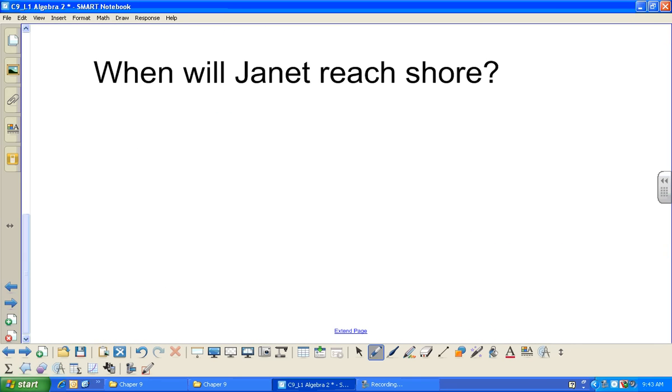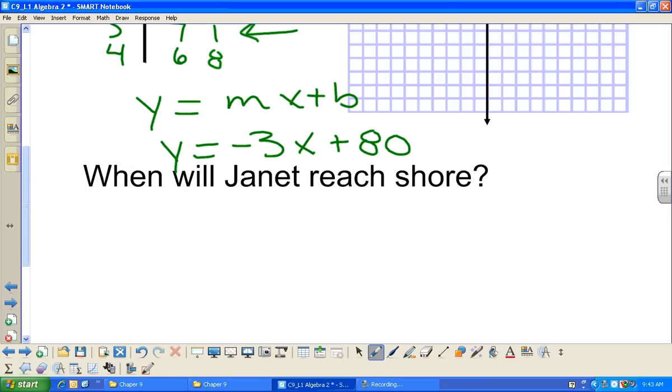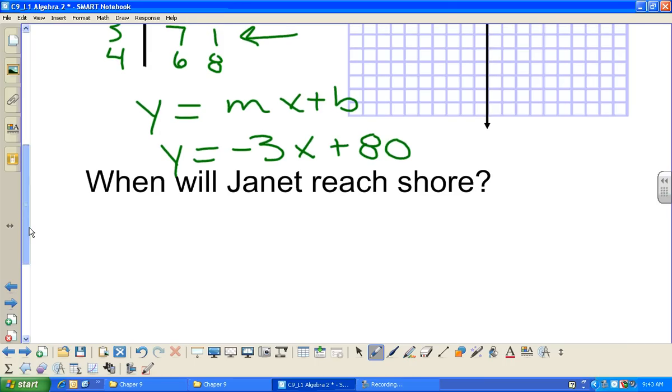And the question is, when will Janet reach the shore? The shore length is going to be my y. So it's asking, when is y going to be 0? So if I put 0 in for y, I have to solve for x. X is my time.